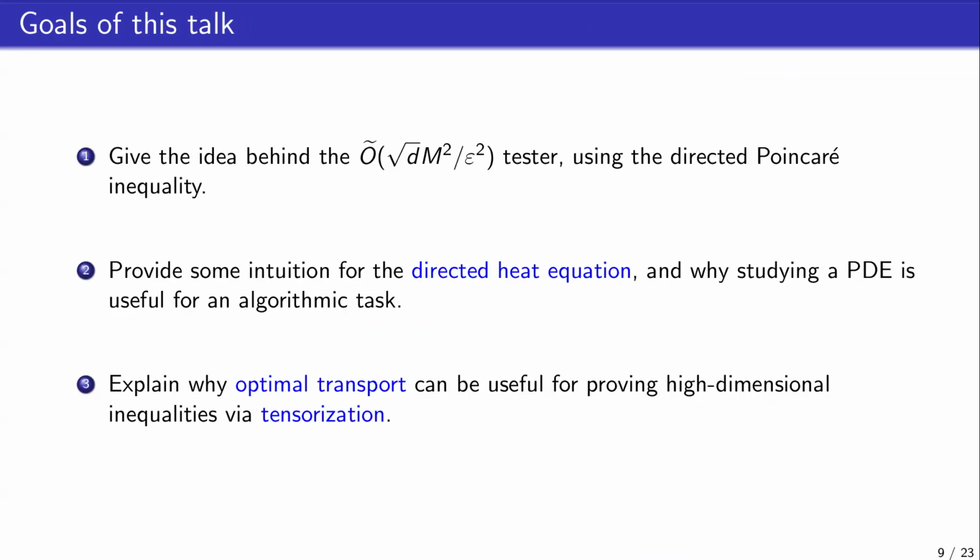Okay, so what are the goals of this talk? I want to do three things. The first one is to give you an idea of this square root D tester. Why does it follow from that directed Poincaré inequality that I just announced? At least to get an intuition for what the tester is doing, how it's using the inequality. And then in terms of proving the inequality itself, which is the bulk of the paper, I don't want to make it too technical, but I would like you to have two takeaway ideas from it.